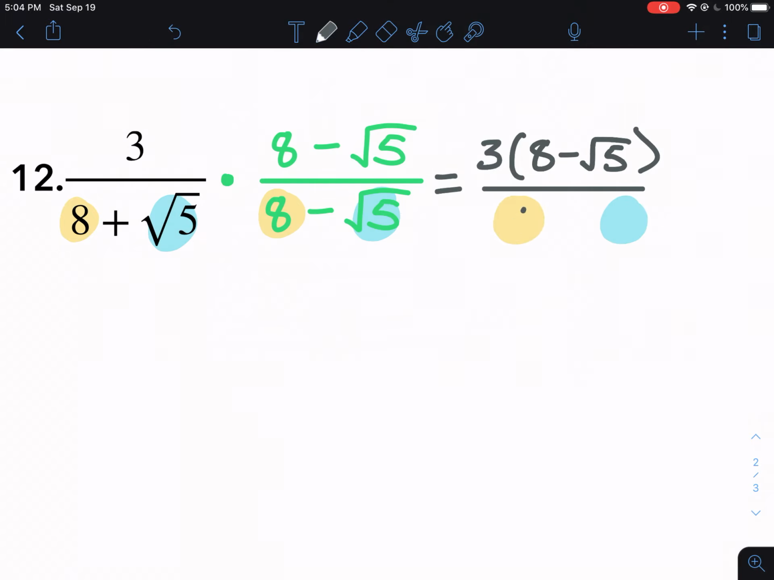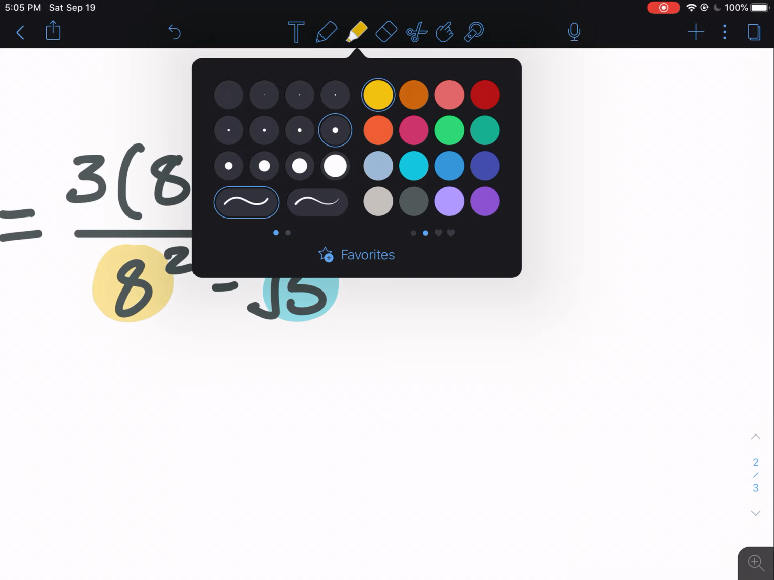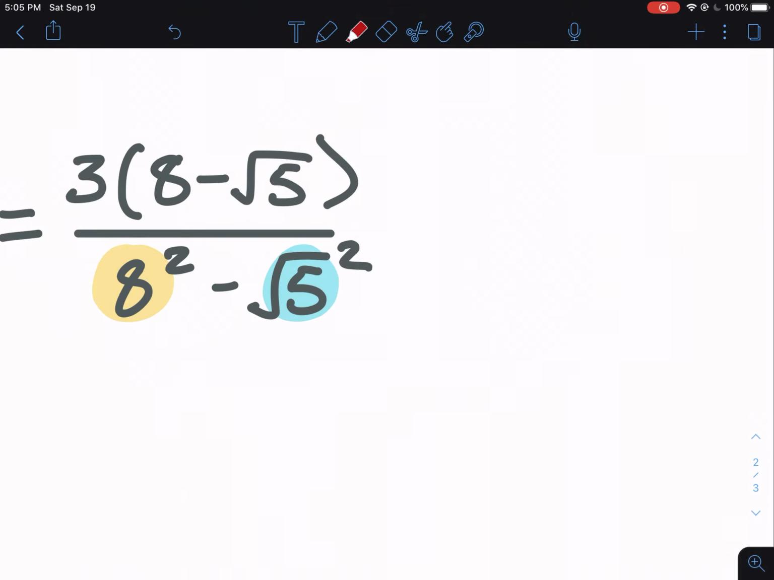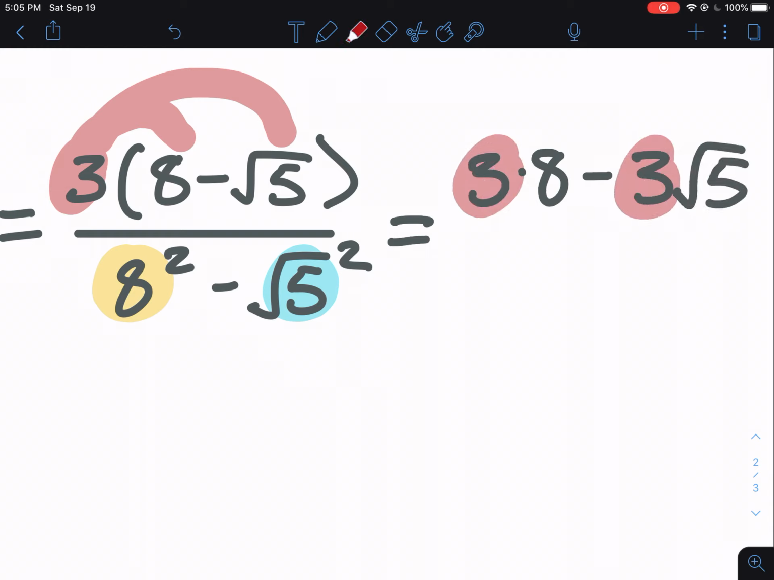That leaves us with 8 squared minus square root of 5 squared. Sweetums. Let's do 2 birds with 1 stone this time. We're going to distribute 3 times 8 and square root of 5, and we're going to complete this out. So 3 times 8 is on top minus 3 times the square root of 5, because remember we're doing a 3 times to both of our terms in our parentheses.